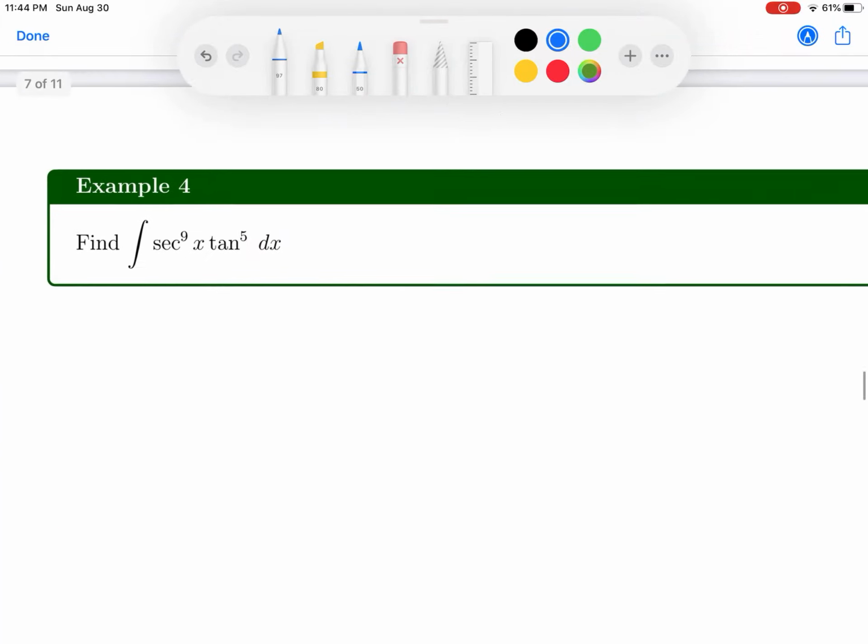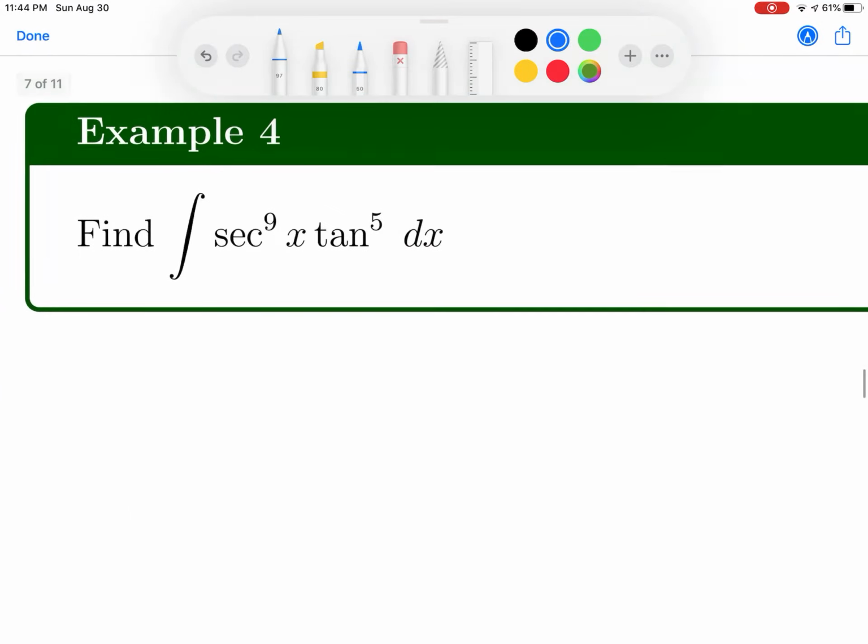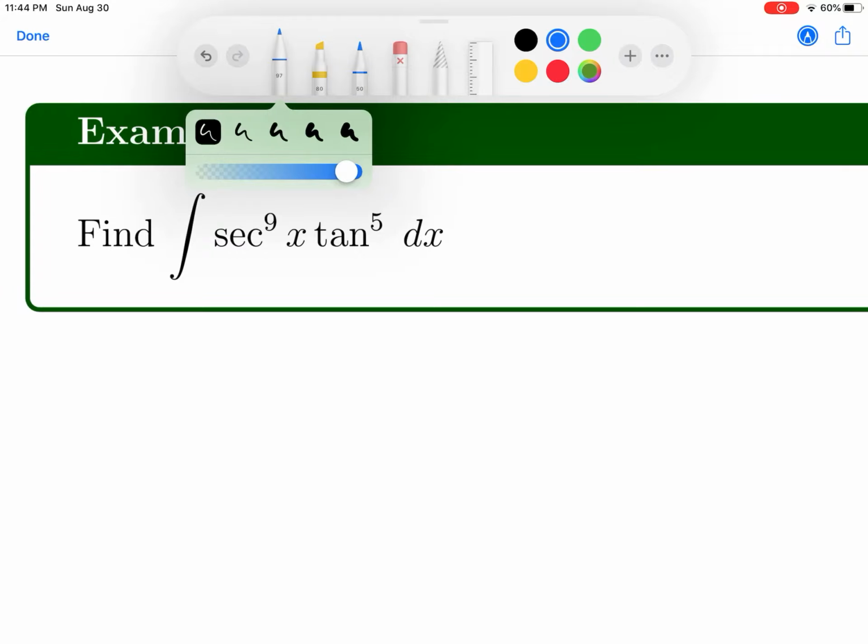Okay, the next one. Let's move on here. Let's see what else we got. So the next one we got is example 4, and we have secant to the 9th, and we have tangent to the 5th. So as you guys can see, the power of tangent is odd. So in this case, what I'm going to do is I'm going to pull out a factor of secant x and tangent x. So check this out.